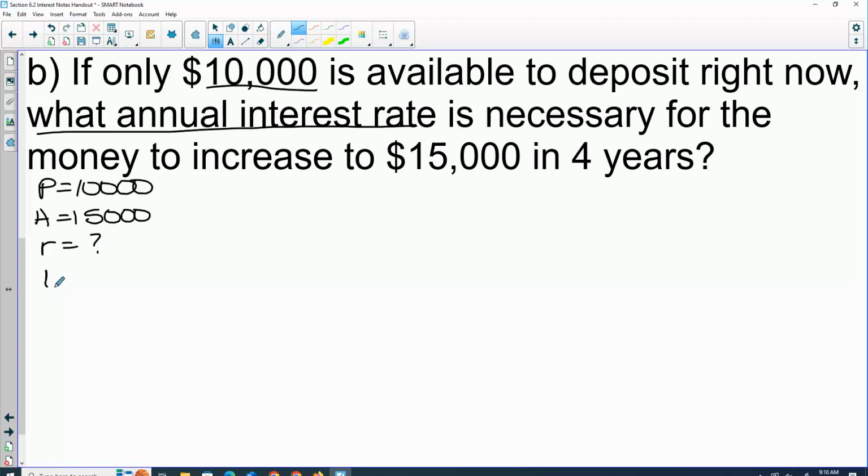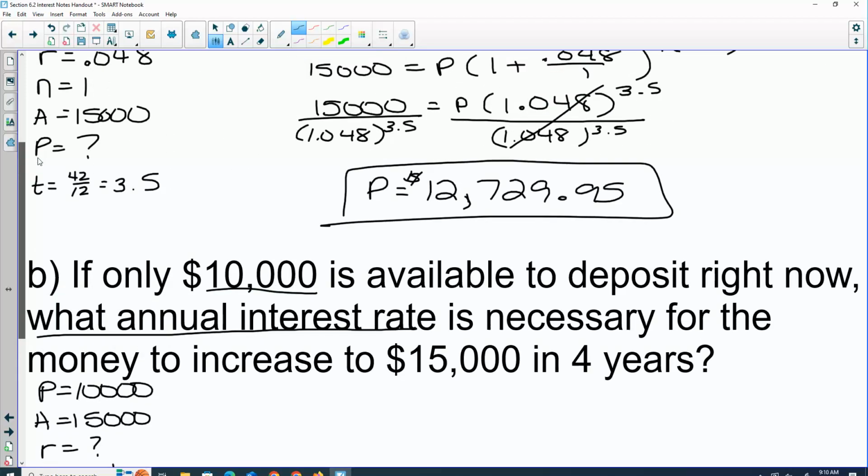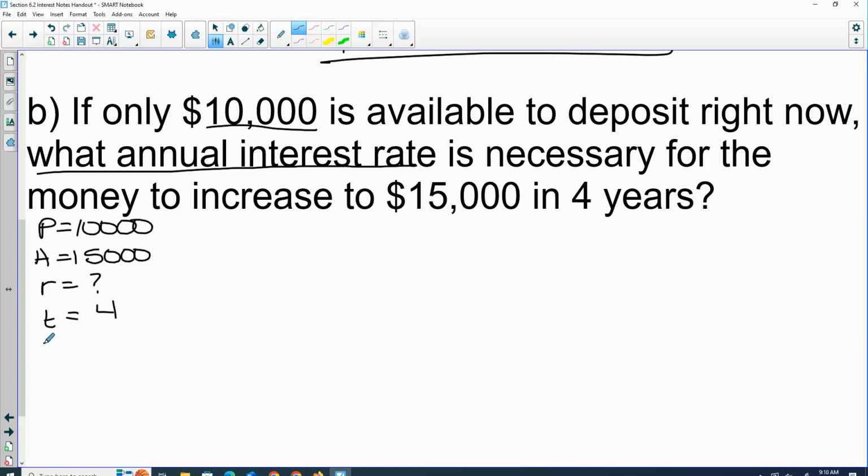My time is now 4 years. I didn't include it, but let's assume it's still compounded annually, like it was above. So in part A, I said compounded annually. I didn't tell you otherwise in part B, so let's assume that's still the case.